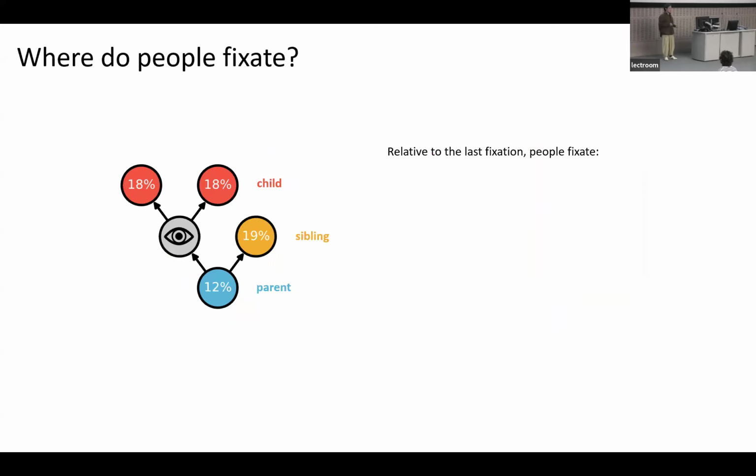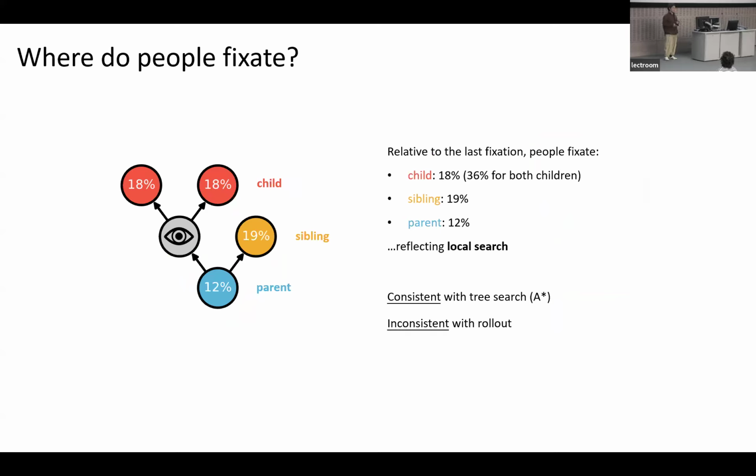We first look into where people fixate in general. If we separate saccades by whether a saccade goes to a child, the parent, or the sibling, we see that a saccade very often goes to a child, and sometimes to a sibling and to the parent. This suggests that people are doing local search, and this is generally consistent with tree search, but it's not consistent with rollout because rollout will not visit siblings.